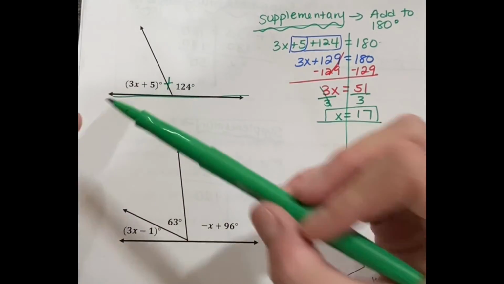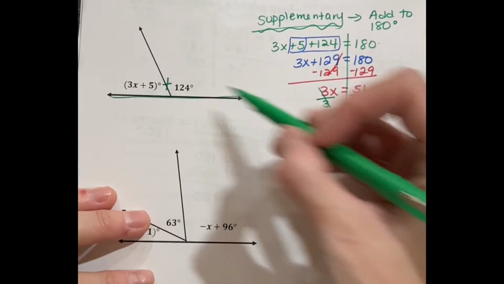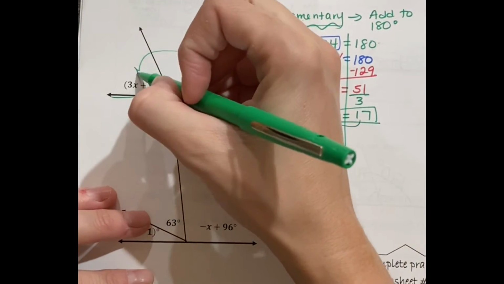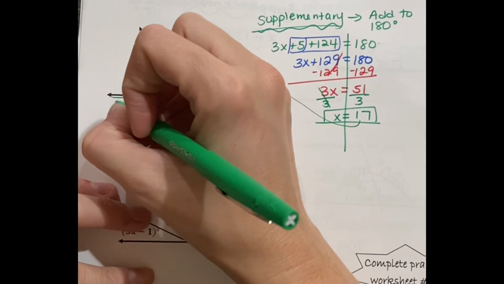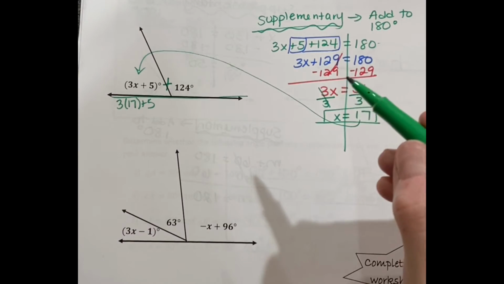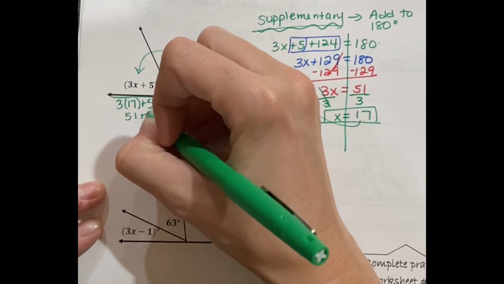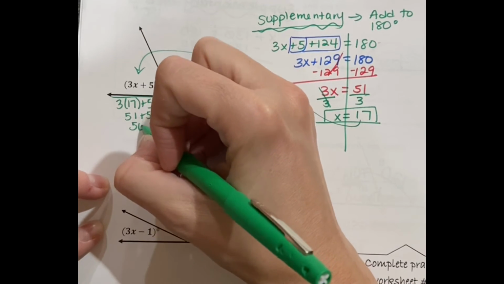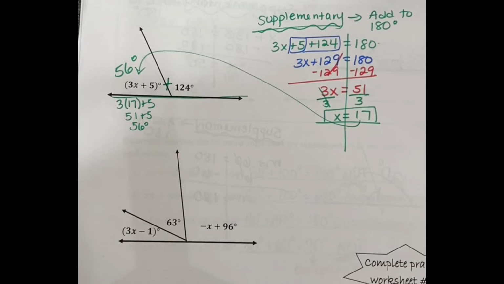So now I did not figure out my missing angle yet. So everywhere I see x, I'm going to replace it with that 17 there. So this is then 3 times 17 plus 5. And 3 times 17 gives me 51 plus 5, which gives me 56 degrees. So this angle would be 56 degrees.